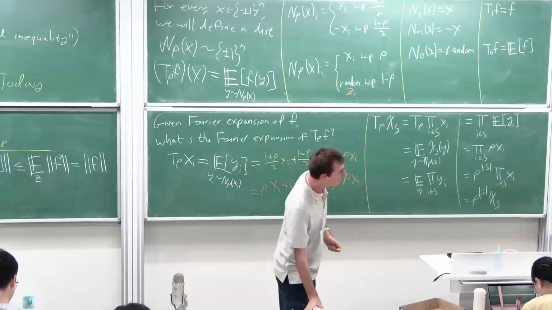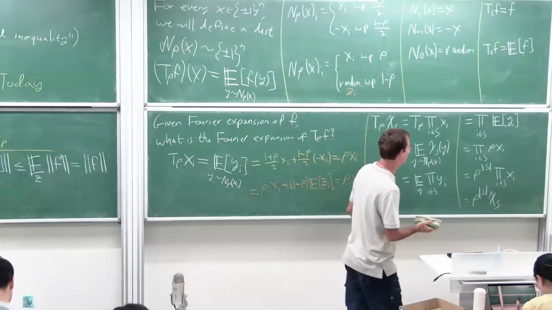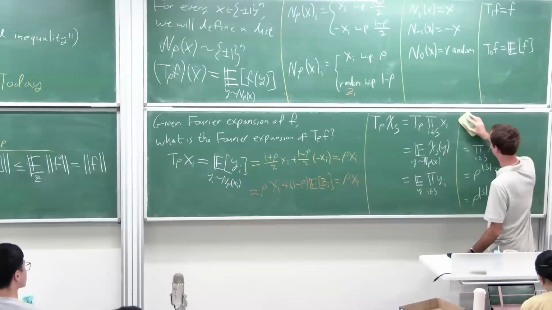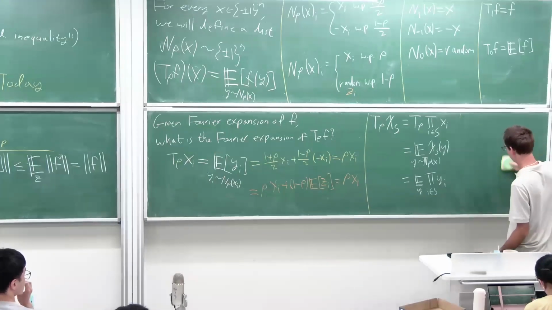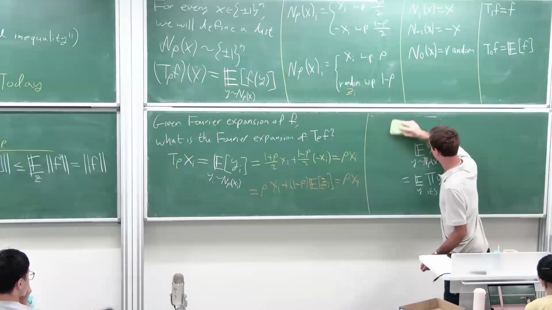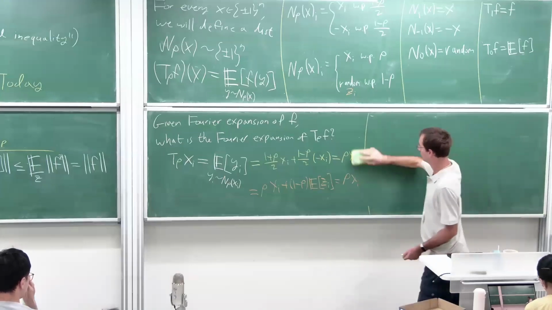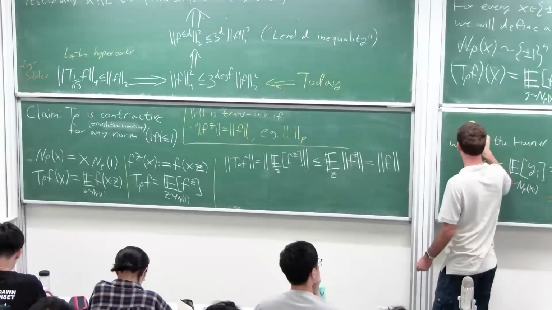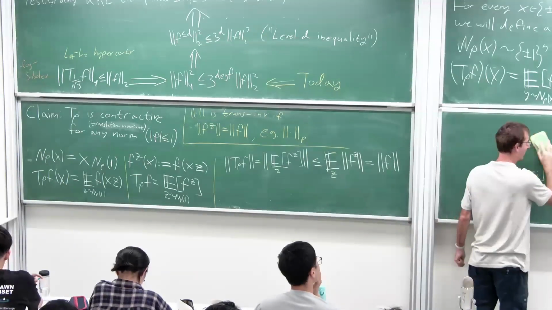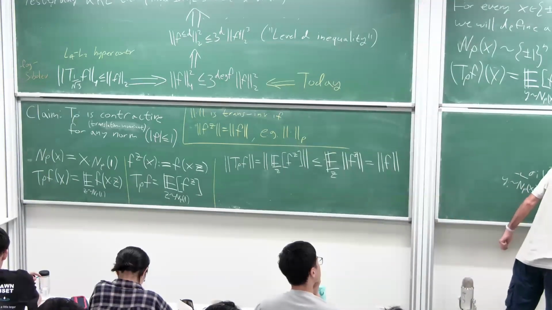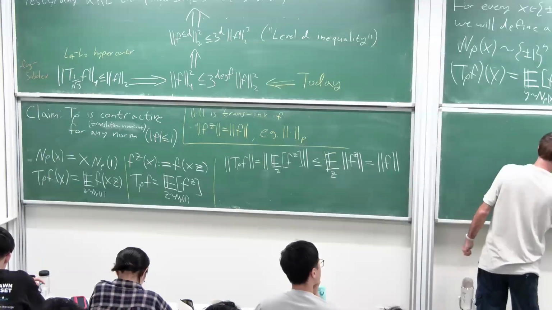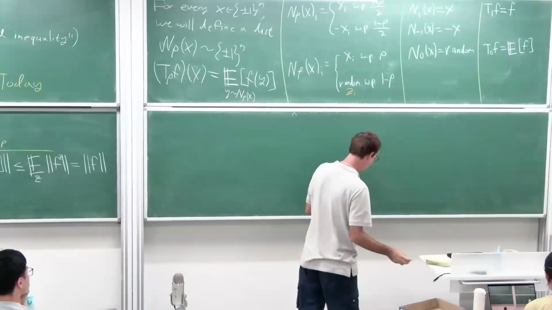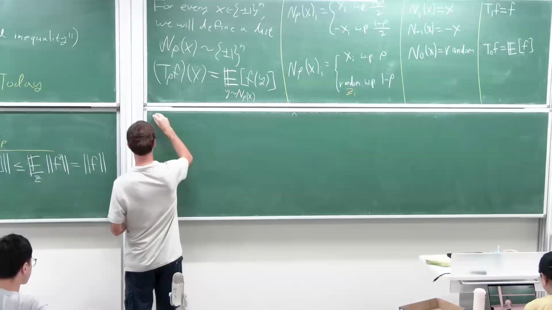Yeah, so we will need several boards, but this is not because the proof is long, it's just because the equations are long. And so to complete the proof of the KKL inequality, we reduce everything to prove this Bonami lemma. So let's state it.